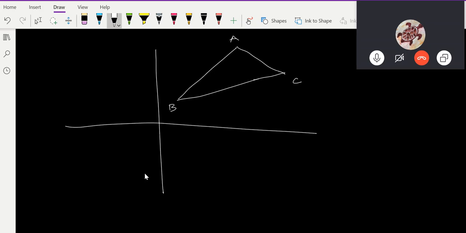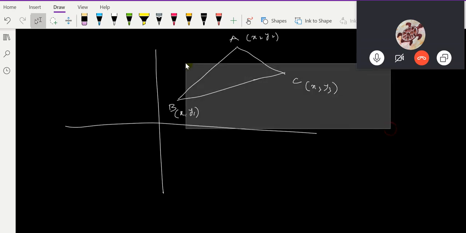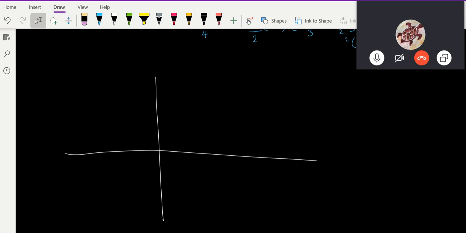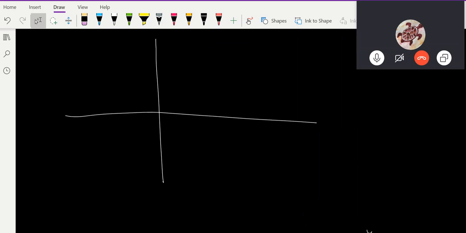So we have the same triangle ABC where this is x1, y1, x2, y2, and x3, y3. Sorry, before I do this, I have to cover an important thing here, which I have not. Let us say we have a line like this. What is the equation of this straight line?